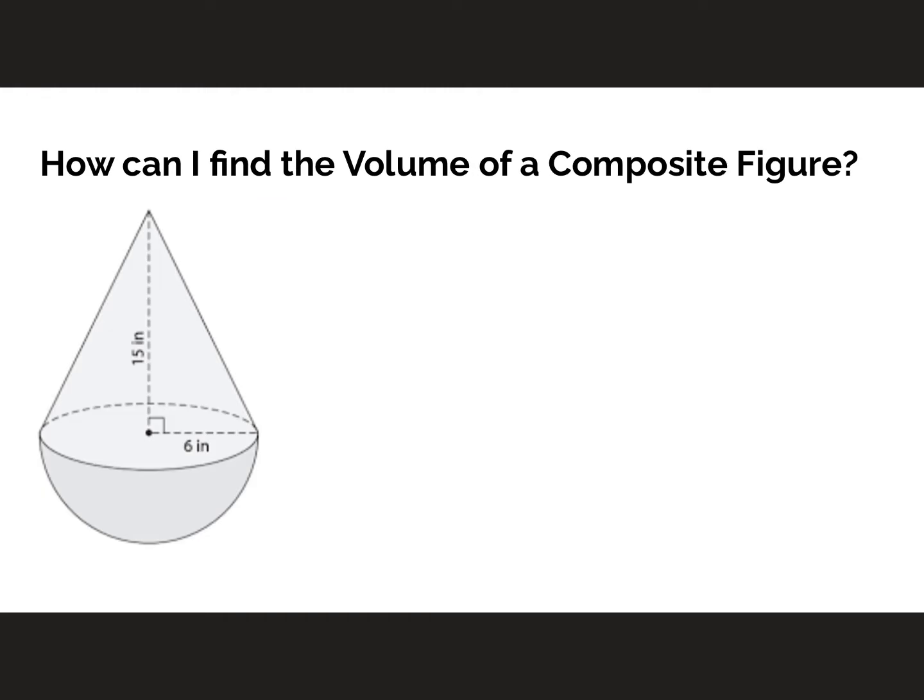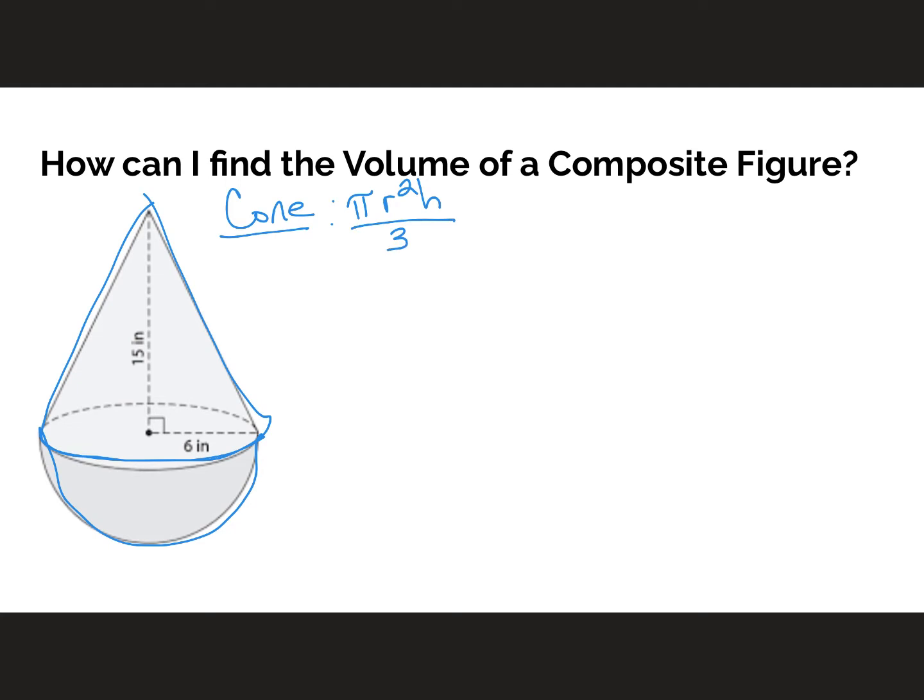So I have a cone and I have a hemisphere. I'm going to do each part separately and then add them together. My cone, remember, the formula is 1/3, or I divide by 3: pi times my radius squared times my height divided by 3. Here's my radius of 6, here's my height of 15. So pi times 6 squared times 15 divided by 3.